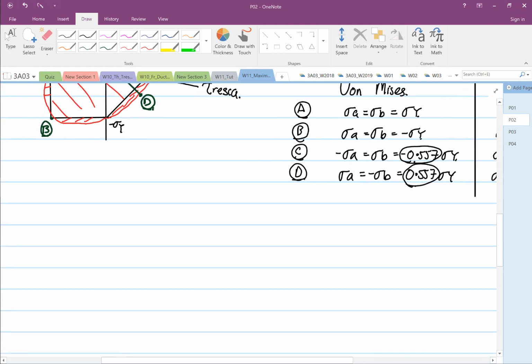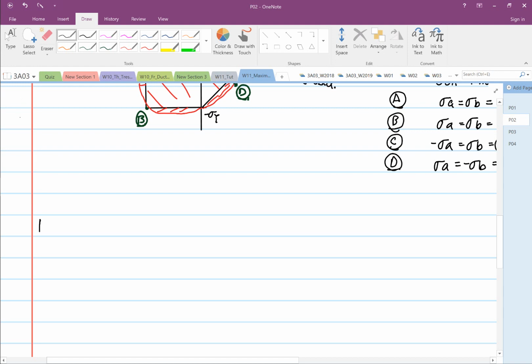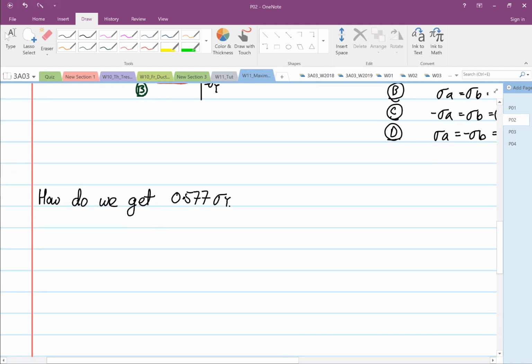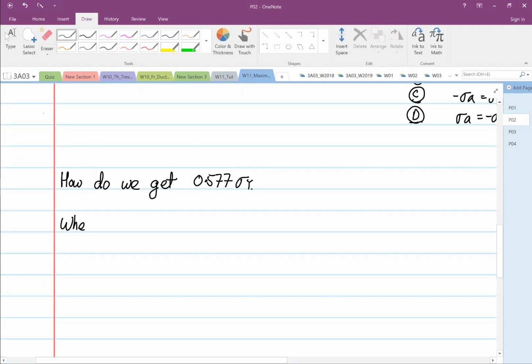So now the burning question is: how do we get 0.577? Or why? How do we get 0.577 stress? That condition where stress A is equal to minus stress B, or stress B is equal to minus stress A, will only occur in the pure shear condition.